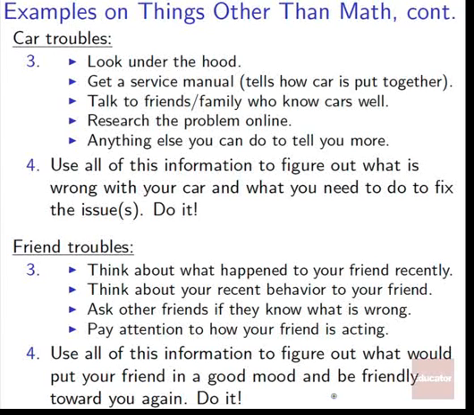In the friend version, we use all this information to figure out what would put our friend in a good mood and be friendly towards us again. And we do it, right? We use the information to give us a bunch of stuff that we can now do to reach our objective. That's what's going on in complex problem solving, just generally all the time.